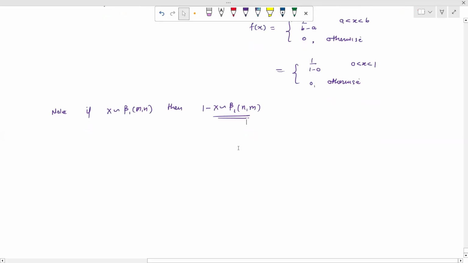Now, after understanding the beta distribution of first kind, we shall move to the next distribution, beta distribution of second kind. So we are going to discuss beta distribution of second kind.